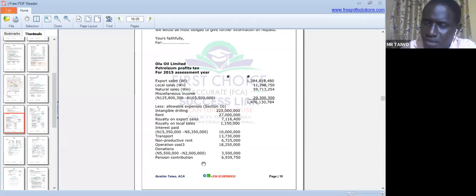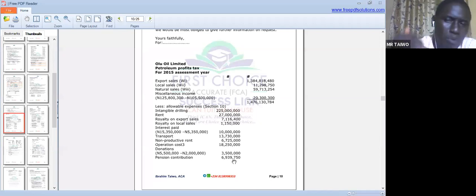What's the pension contribution? You are told in the question that the pension contribution was approved. That approval means the tax authority themselves approved it. Therefore, it will be allowed. But if the question did not state that the pension contribution was approved, then it will not be allowed to be removed for tax purposes. I hope you get what I'm saying now. In this instance, they told us they approved it. You can see where I'm trying to pick out those allowable expenses.